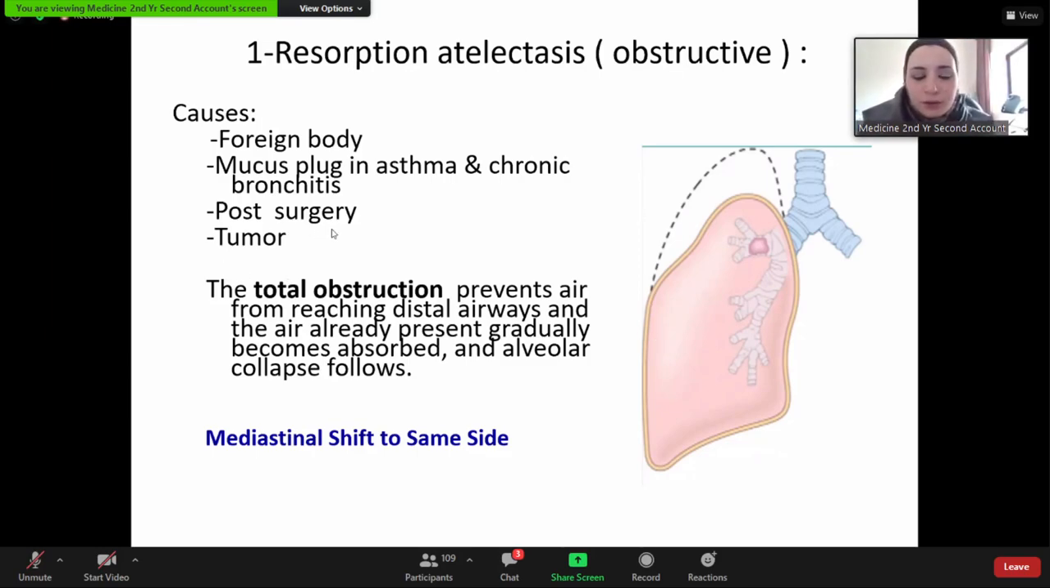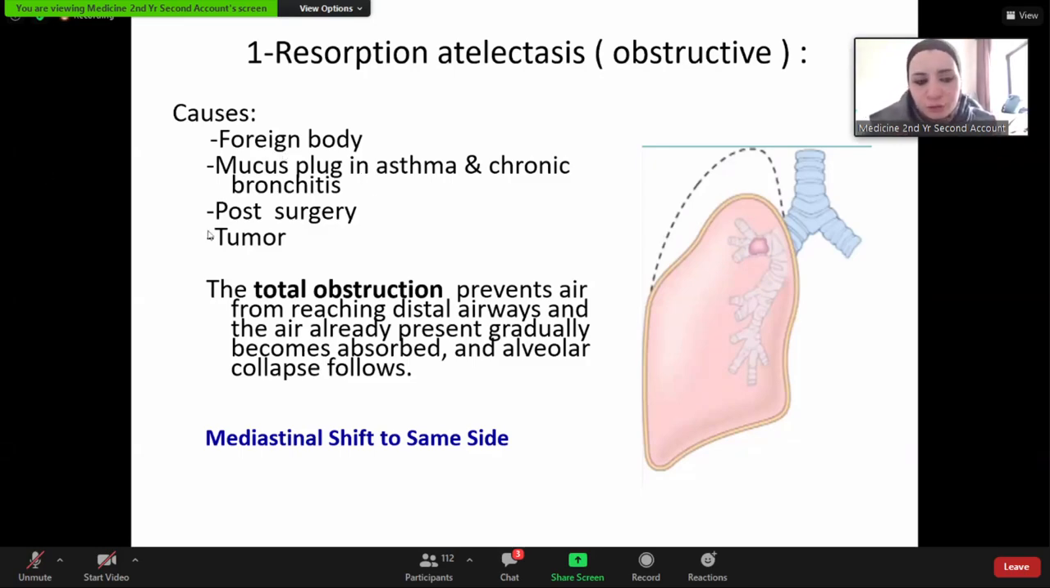It could be post-surgery. الناس اللي post-surgery، ما بعملوا adequate expansion of the lung because of the pain. They tend to reduce pain, especially الناس اللي بيعملوا chest surgery مثلا open heart surgery، عشان ما يكون عندهم pain on inspiration، ما بيعملوا complete inspiration فما في adequate expansion، ما في enough expansion of the lung.